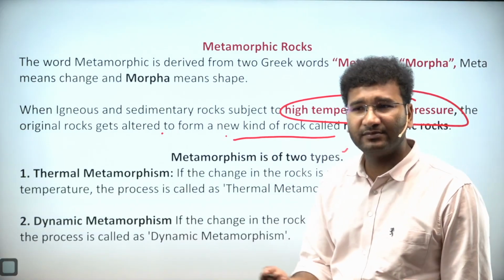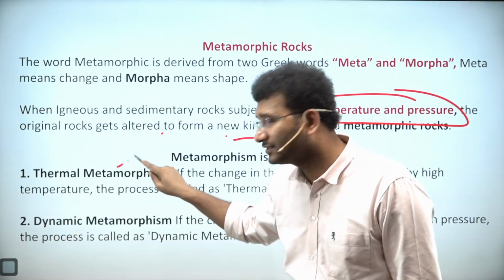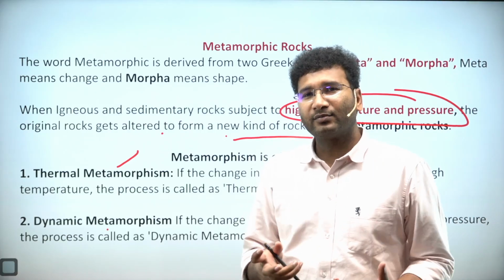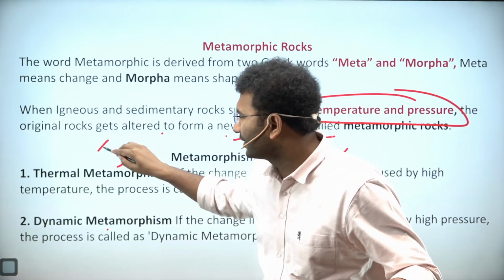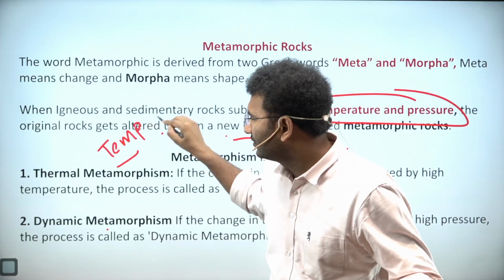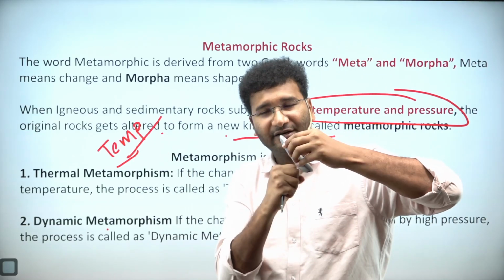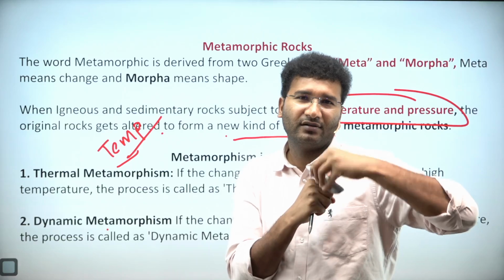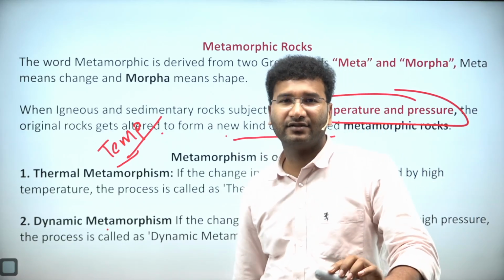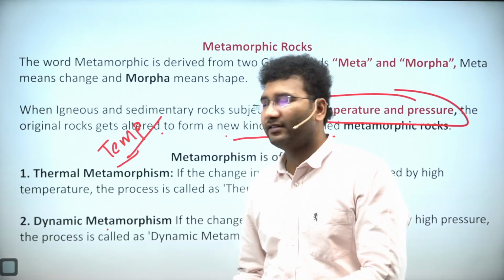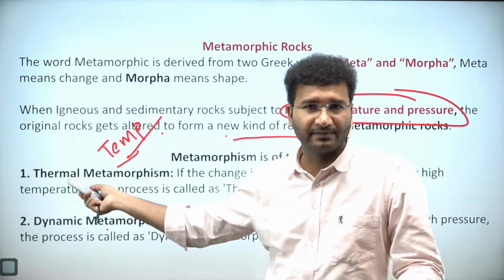One is called thermal metamorphism. The other one is dynamic metamorphism. Thermal means simply temperature. Imagine this is a rock. You give extreme temperature to this particular rock. The structure of the rock can be changed. If you're changing this through temperature, then this is called thermal metamorphism.